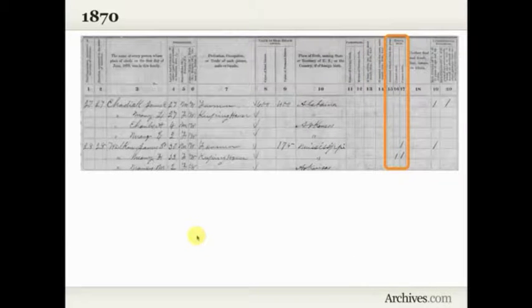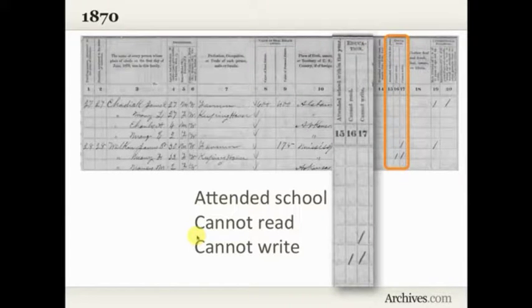Here in the next section, talking about education, we again have a column to mark whether they attended school. But now we're getting a little bit more specificity about their literacy. Instead of could they read and write, it was split between cannot read and cannot write, because they're finally realizing that just because you can read doesn't mean that you necessarily can write. So we're seeing a little bit more detail here in 1870.